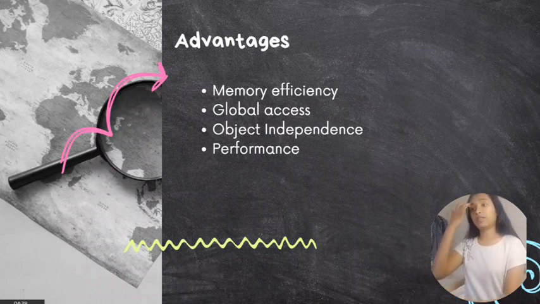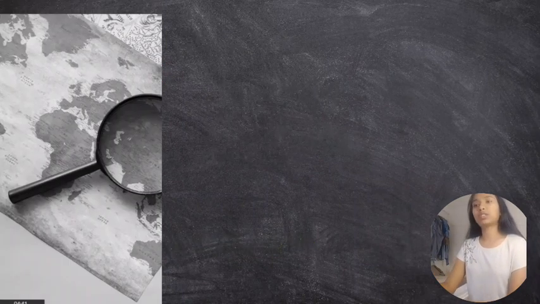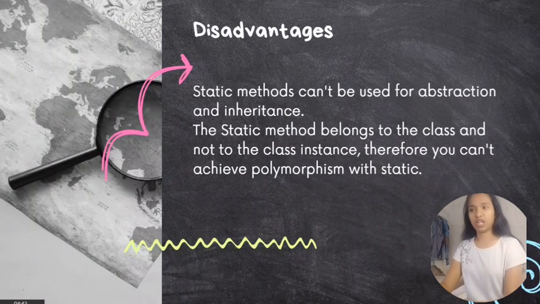Then we have a disadvantage. Static methods can't be used for abstraction or inheritance. Inheritance is a topic from object-oriented programming. I hope you guys know, and if you don't know, then I will explain what is inheritance in my further videos. So in short, inheritance is reusing code.